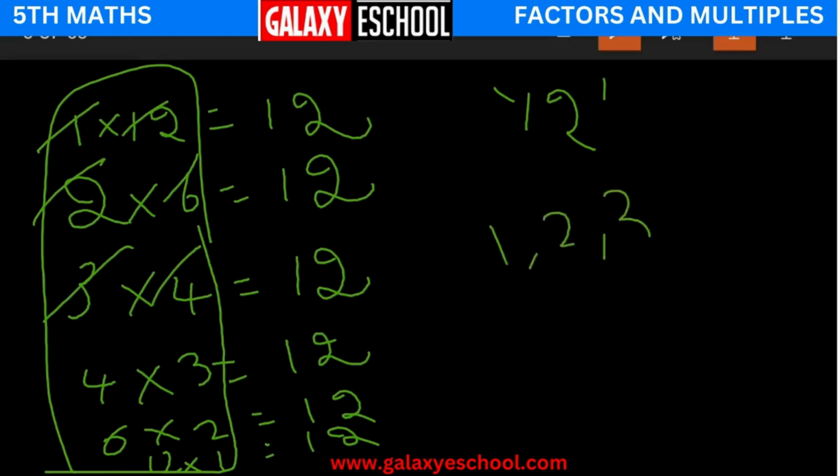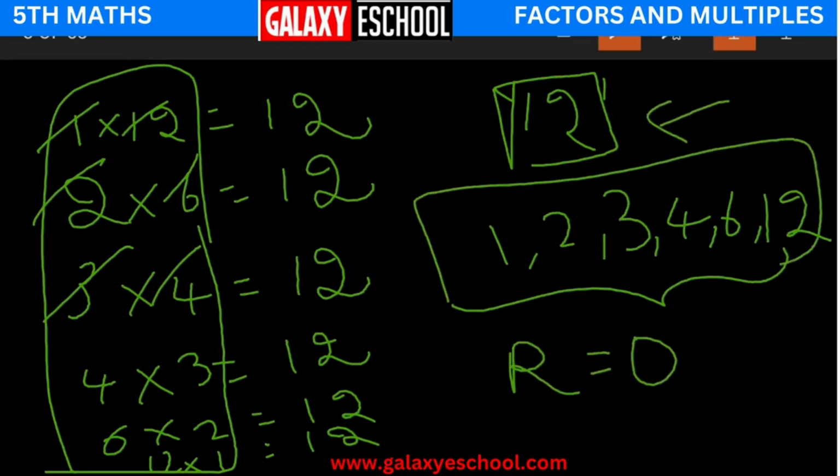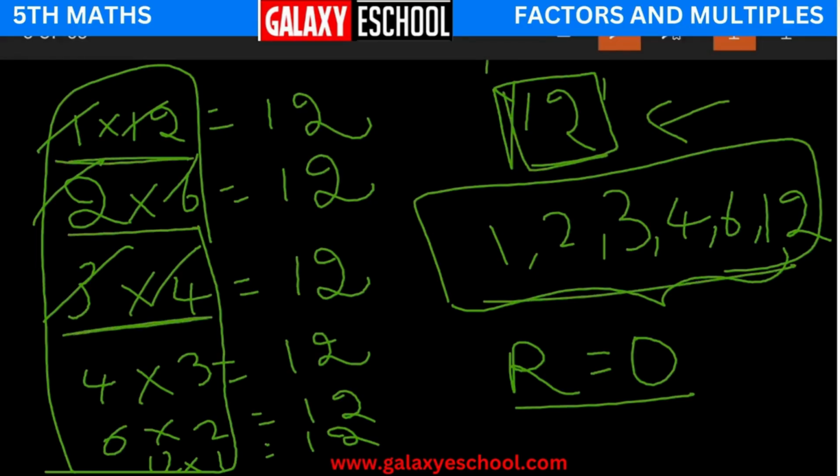What are the factors of 12? 1, 2, 3, 4, 6 and 12. So whenever you divide 12 with any of these numbers, the remainder will be 0. So these numbers become the factors of our number 12. Understood, children? So these numbers become our factors.